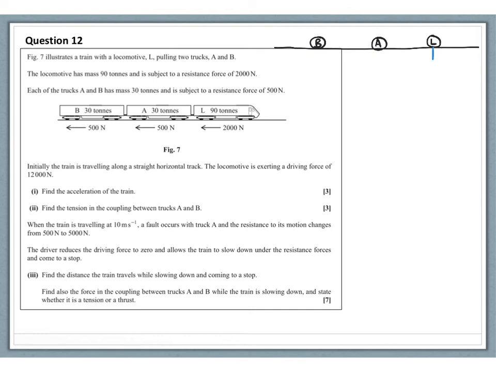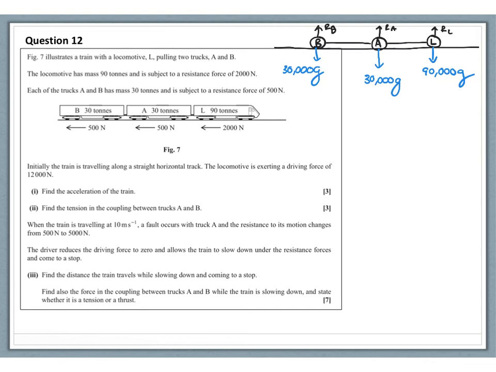So the locomotive has a mass of 90 tonnes, so 90,000 kilograms. 90,000 G is its weight. Trucks A and B have masses of 30,000 kilograms, so their weights are 30,000 G. There will be normal reaction forces acting vertically upwards like this, which I will just draw on as RL, RA and RB. And let's draw on the couplings between the locomotive and A and between trucks A and B.